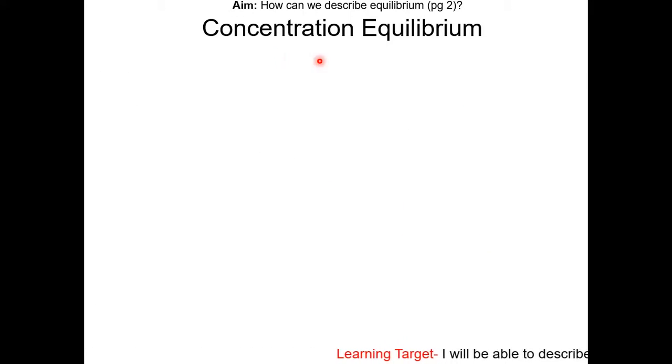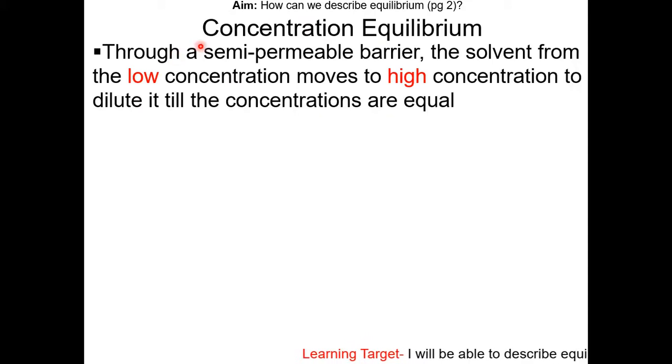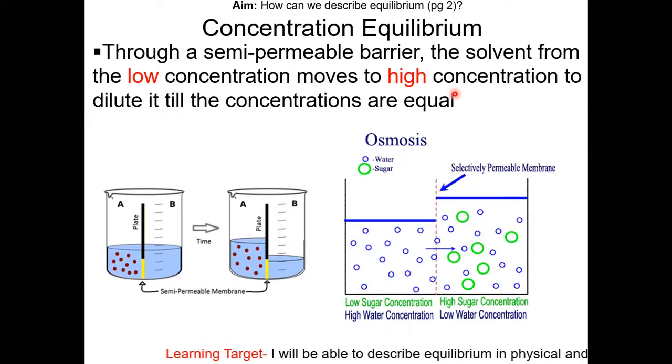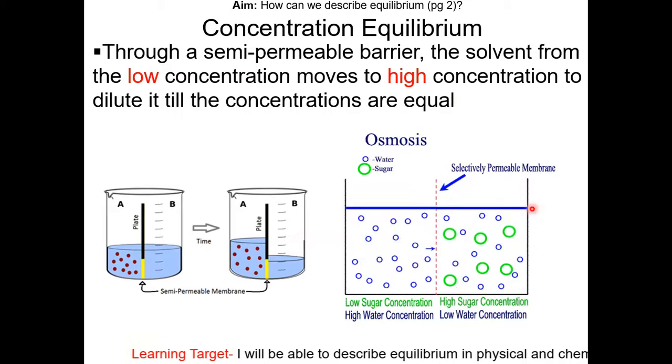The last type is concentration equilibrium. Through a semi-permeable barrier, the solvent from a low concentration moves to a high concentration to dilute it till the concentrations are equal. Here's a GIF to show this.